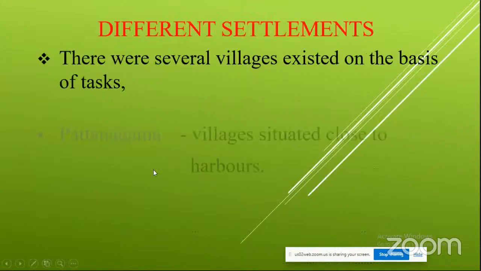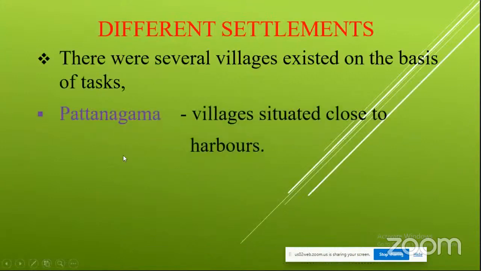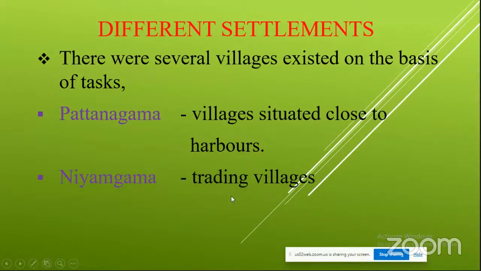Then some settlements were located nearby, and these people were providing services. Pattanagama, a village situated close to harbors, and all they were providing some services needed to this harbor. Niyamgama was a trading village, so all the people in Niyamgama were providing a service to the trade activities. Maybe the Niyamgama people brought the products of other people to their village and sold them to big traders.